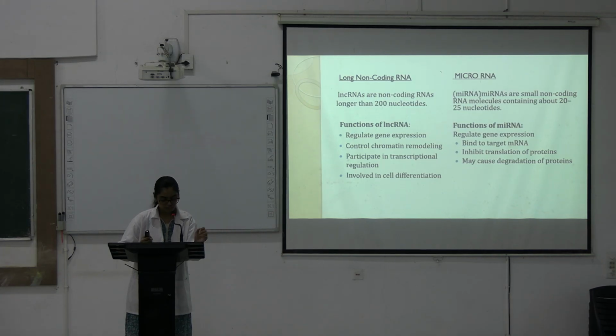So overall, different types of RNA perform specialized functions ranging from protein synthesis to RNA processing and regulation of gene expression. Now I will hand it over to Jishan.